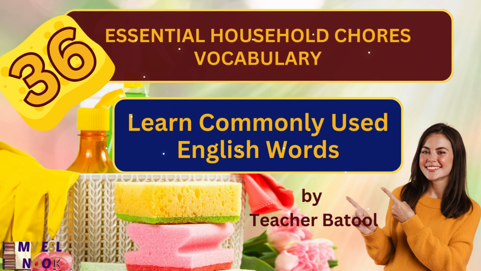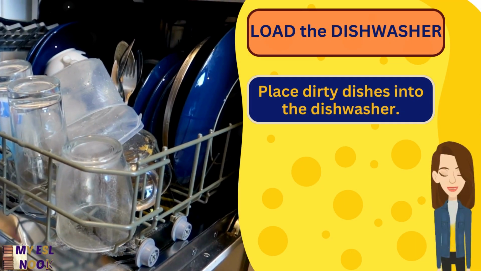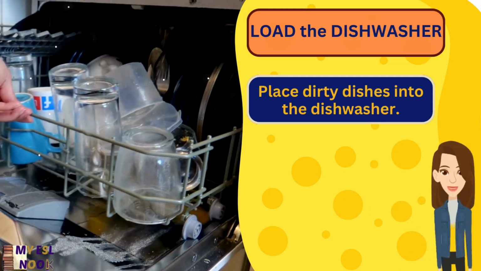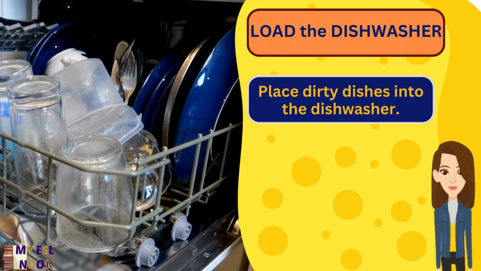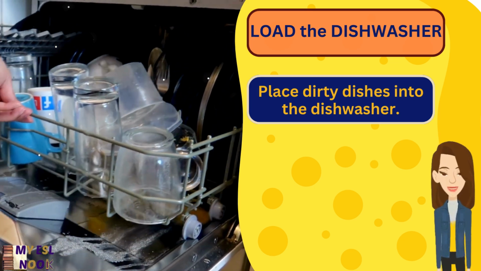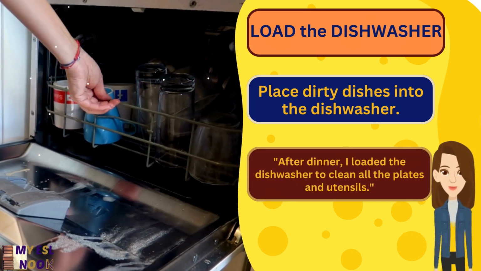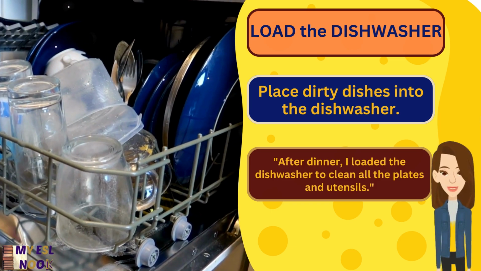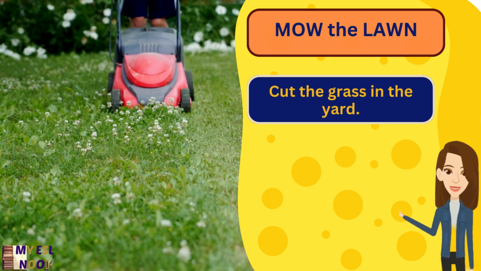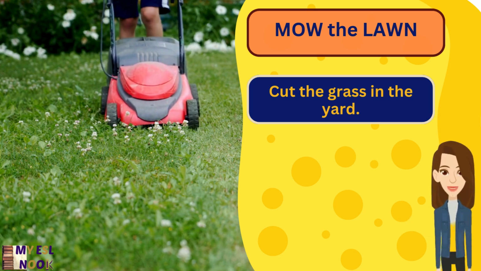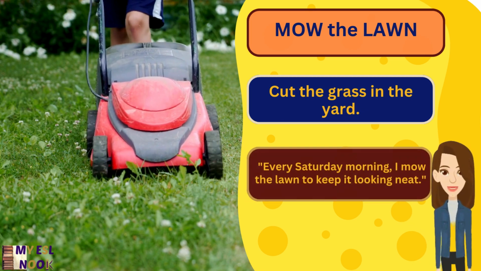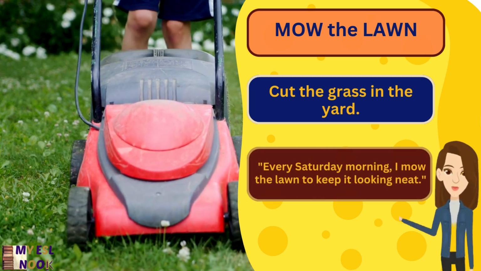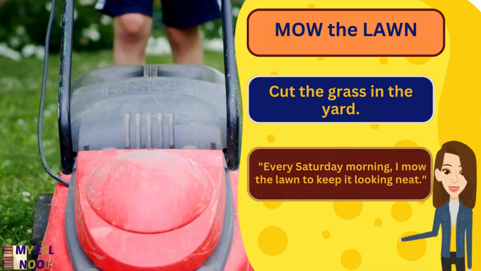So let's get started. The first one we have here is load the dishwasher. This is when you place dirty dishes into the dishwasher. For example, after dinner, I loaded the dishwasher to clean all the plates and utensils. Mow the lawn. This is when you cut grass in the yard, like backyard or front yard. Every Saturday morning, I mow the lawn to keep it looking neat.